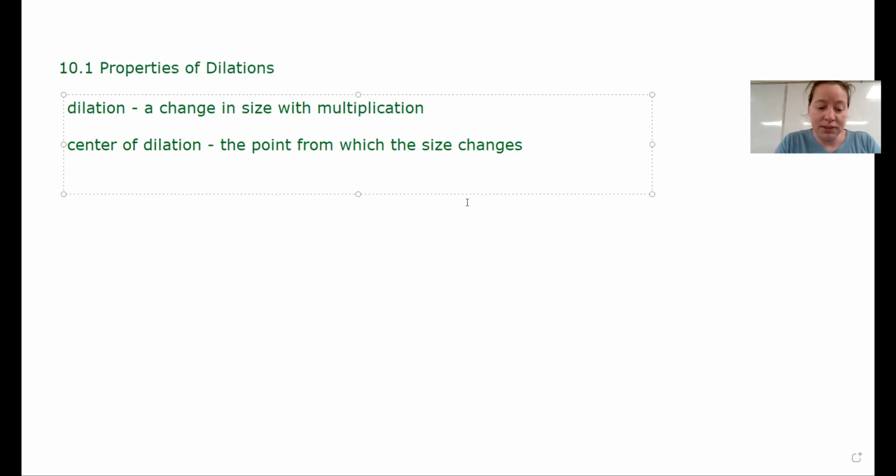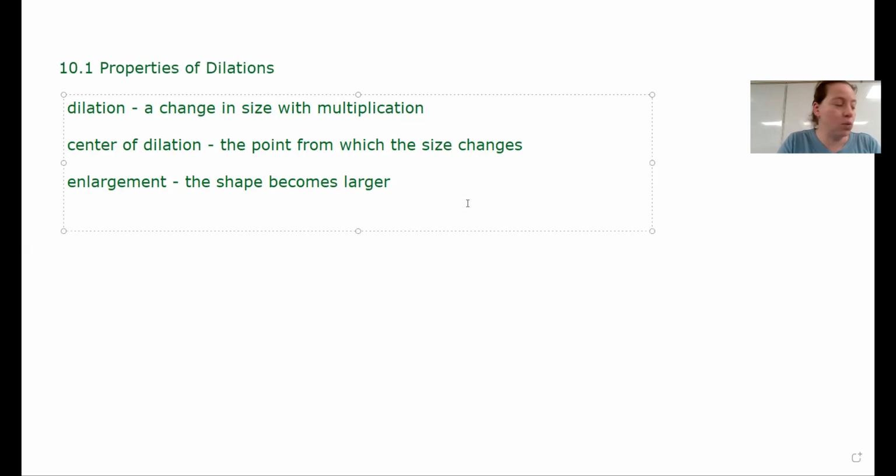We have two types of dilations. We have an enlargement, which is a dilation that becomes bigger. So the shape becomes larger. And we have a reduction. That happens when the shape becomes smaller.